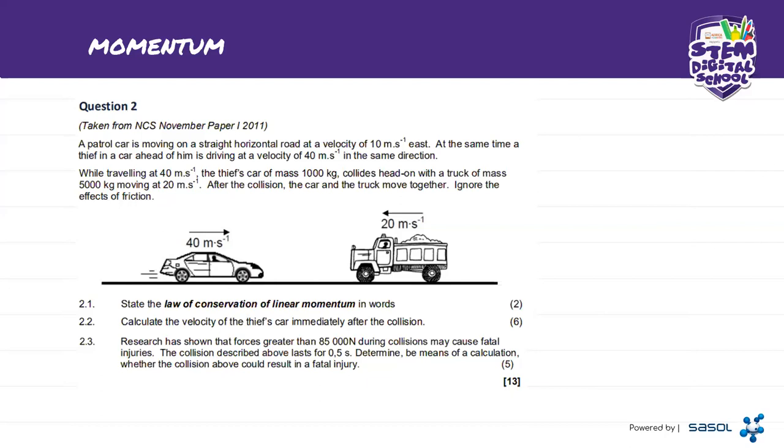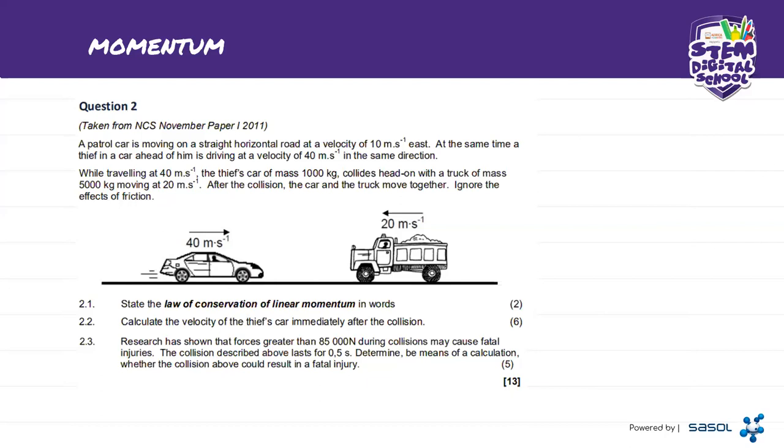So basically what this means is that the collision is going to take place and both the objects are going to stick together and move in one direction. Okay, so which means our final velocity in this case is going to be the same. So we ignore the effect of friction. So we just assume we are on a straight road.